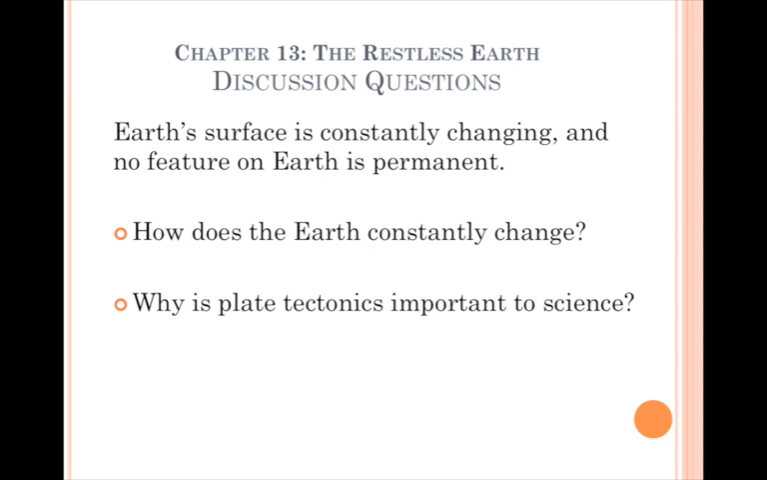Some questions we'd like to discuss about Chapter 13 are as follows. How does the Earth constantly change? We'll discuss this in class. And why is plate tectonics important to science? I'd like you to think of at least a couple of ways that the discovery of plate tectonics has helped us to explain some of the happenings on Earth.